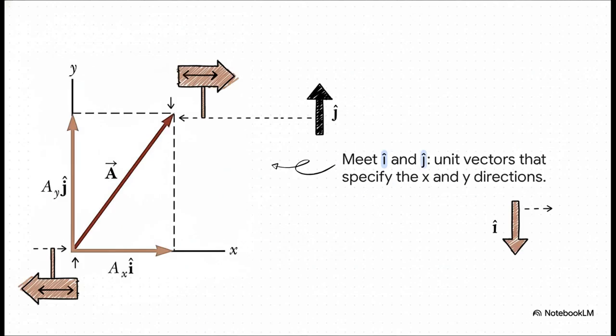Now, to keep track of these directions, we use these special little labels called unit vectors. This i hat guy points in the x direction, and j hat points in the y direction. They're called unit vectors because they have a length of exactly 1, so they don't change the size of our numbers at all, they just give them a direction. Really, just think of them as signposts for the horizontal and vertical parts of our vector.